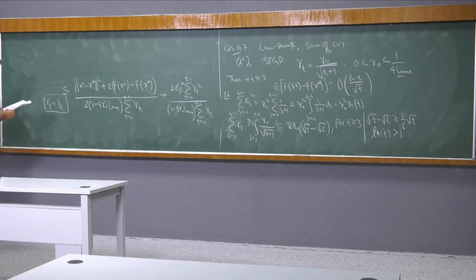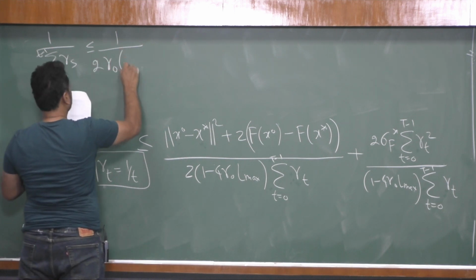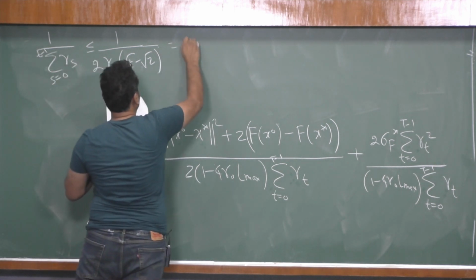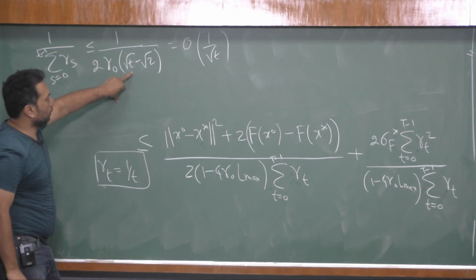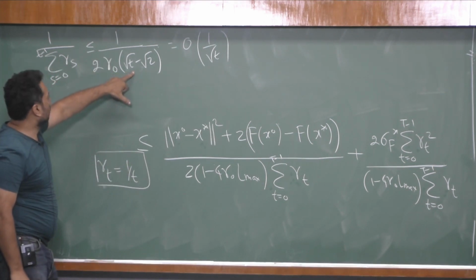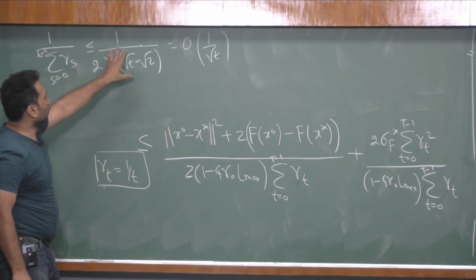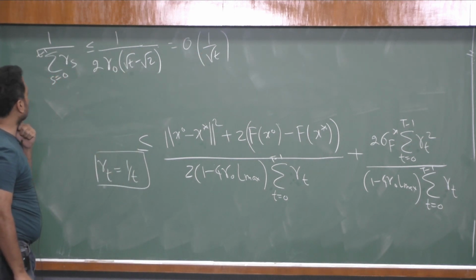So by putting all this together, we have 1 by sum of gamma s, s equals 0 to t minus 1, and this is less than or equal to 1 by 2 gamma naught times square root of t minus square root of 2. And this is order of 1 by square root of t. There is a gamma naught here, but we know that this is less than or equal to 6 by square root of t. So if you remove the constants like 6 and gamma naught, then overall its dependence is 1 by square root of t. That's what order means, right?